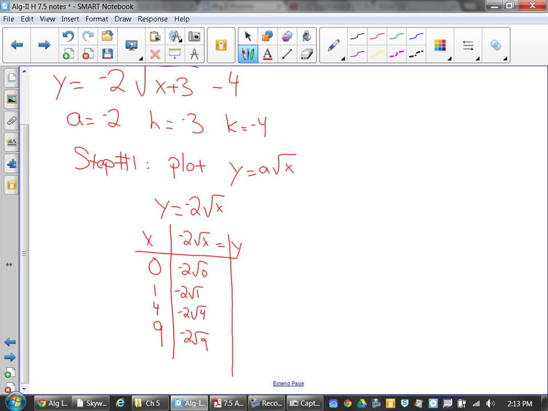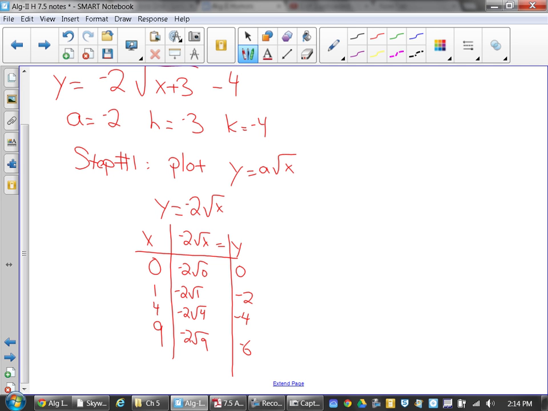So what's -2 times the square root of 0? 0. What's -2 times the square root of 1? -2. -2 times the square root of 4? And then -2 times the square root of 9? -6. Good. Everybody okay with that? So now I know that I have ordered pairs.